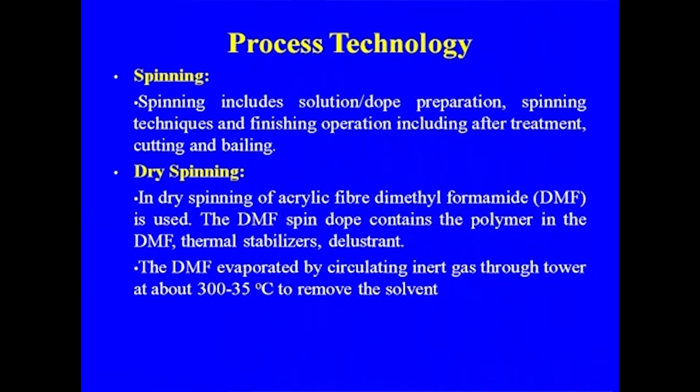In dry spinning of the acrylic fiber, dimethyl formamide is used, as I told you earlier also. The DMF spin dope contains the polymer in the DMF, thermostabilizer and delustrant. And the DMF is evaporated by circulating the inert gas through the tower at about 30 to 35 degrees centigrade.